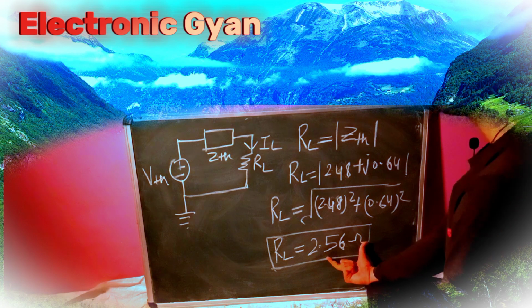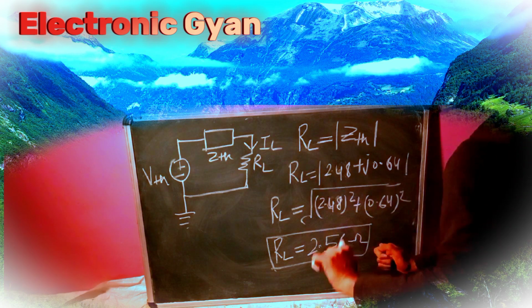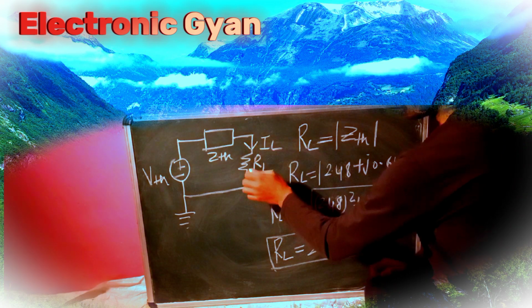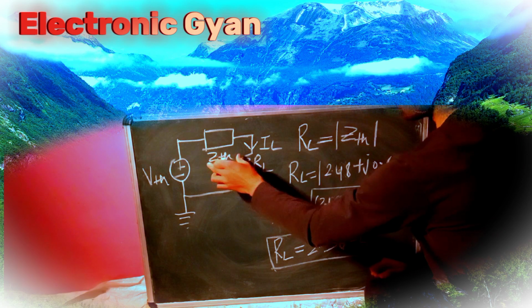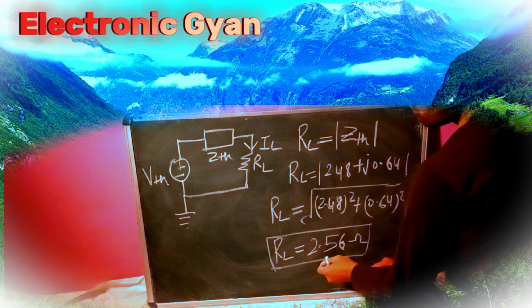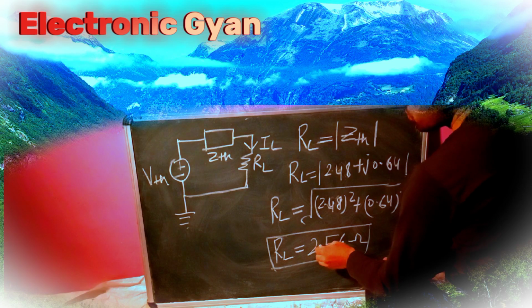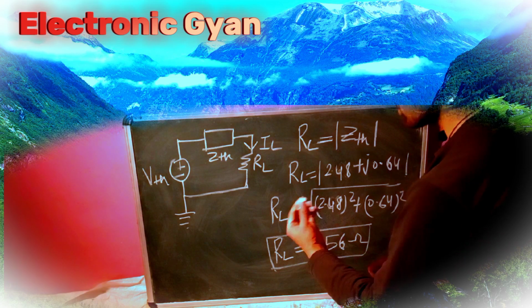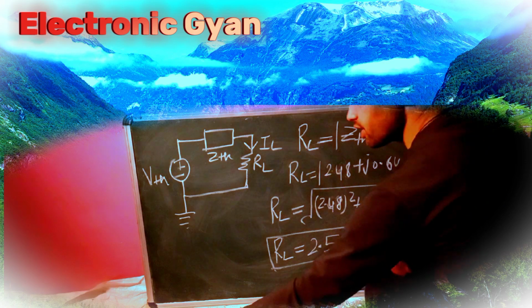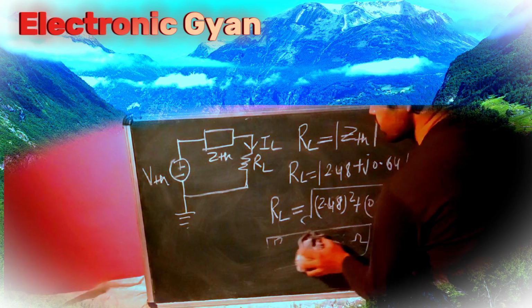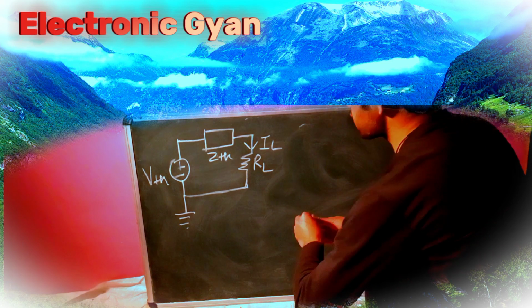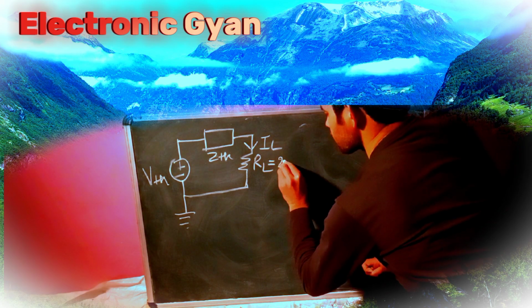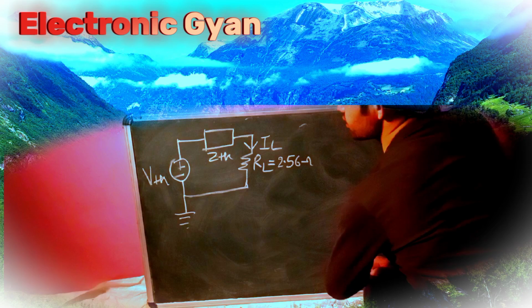Okay, so this is the load for maximum power transfer. For maximum power transfer through this load, the value of load will be equal to the modulus of this ZTH, which is complex. So the value will come approximately equal to 2.56 ohm. Now we are going to find the load current. We have obtained the load value here. What is this load value? It is nothing but 2.56 ohm.